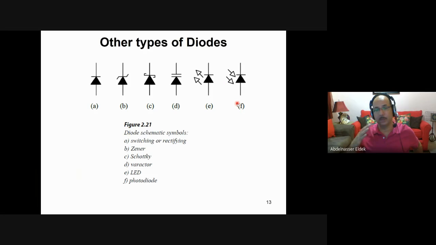One of them, when you give it energy, will give you light. The other one, when you give it light, will give you energy. As you see from the symbol, it's clear. If you have a current in the diode, it will give you light. It is emitting light. That's why we call it LED, light emitting diode. The other one, if you have light, absorbs this light and creates current. So this is a photodiode.